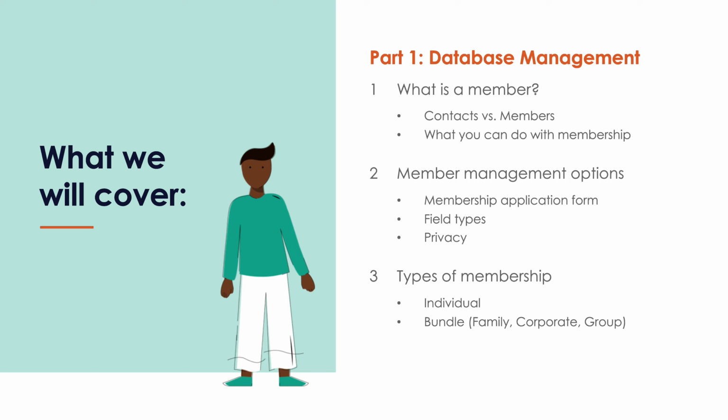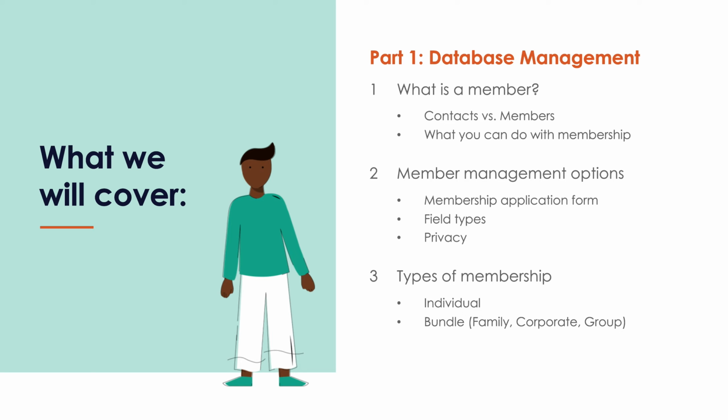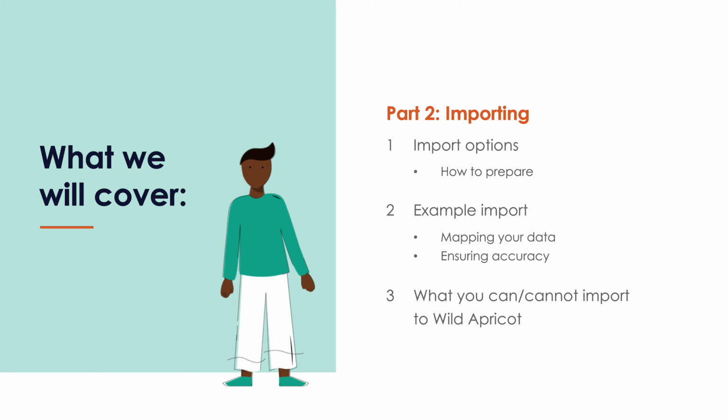And we're also going to look at the different types of membership in Wild Apricot. Wild Apricot's unique in that it actually has an individual type of membership and then a bundle option, which is super useful for families, corporations or groups, or any situation where one person may pay an invoice or otherwise manage a group of users. So we'll talk about that and I'll show you how you can set those up.